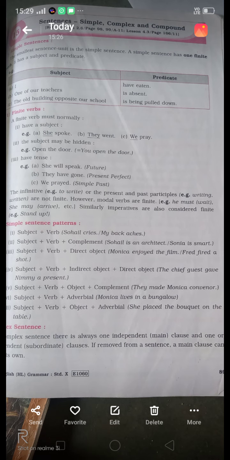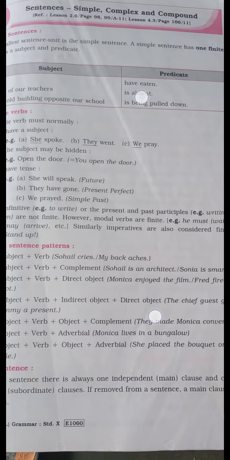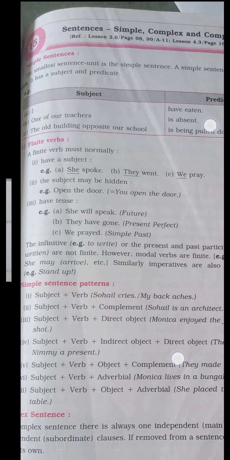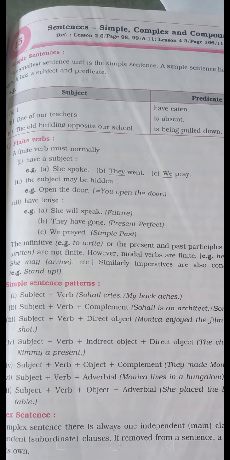Before learning this, see the pattern of the complex, simple, and compound sentence. First, the simple sentence is the smallest sentence unit. A simple sentence has only one finite verb, and it has a subject and predicate.